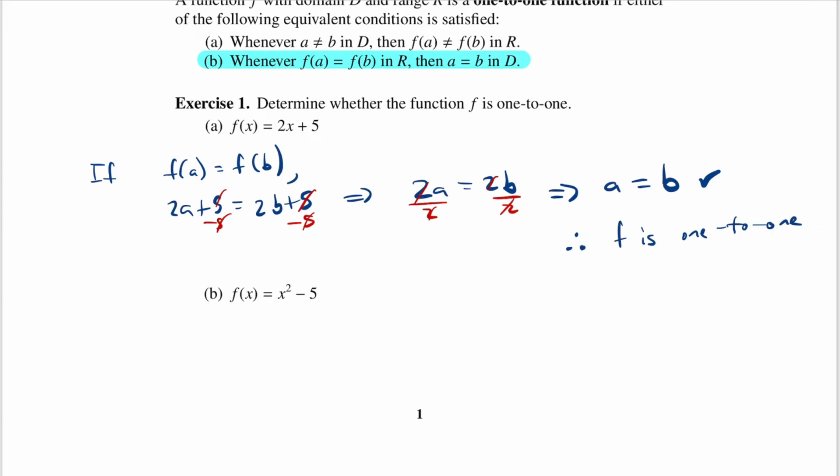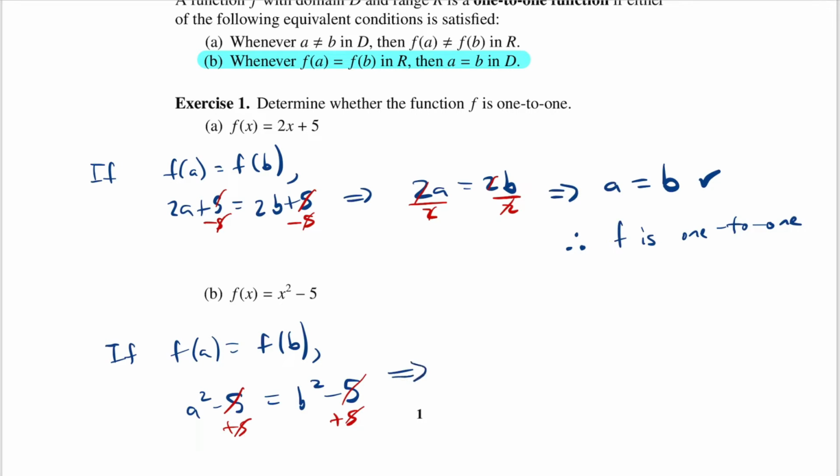All right, let's try the second problem. Let's do the same thing. If f of A equals f of B, then on the left side we have A squared minus 5. On the right side we have B squared minus 5. Let's add 5 to both sides. Now we have A squared equals B squared.